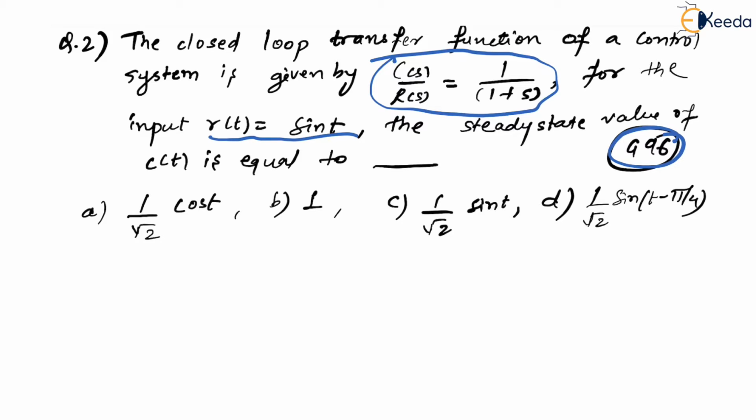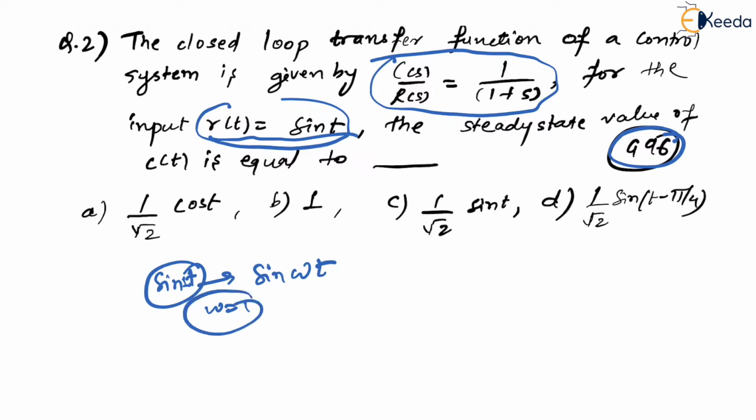Now if you check out, we can use frequency response here. Why? Because input is sin t. Input is not like u(t) or r(t) like that. Input is now sin t, right? From sin t, what do we infer? Just by comparing it with sin of omega t, we understand that here omega is equal to 1. Correct? Omega is equal to 1.